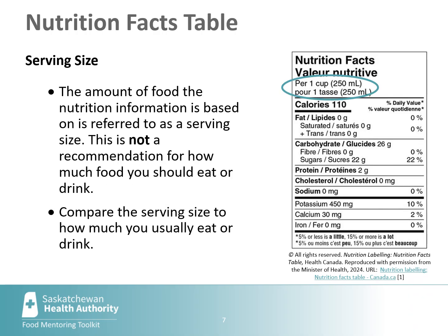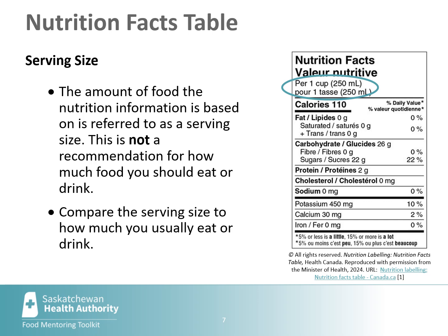Information on the nutrition facts table is based on a specific amount of food, referred to as a serving size. Serving size represents the amount of food usually consumed in one sitting, and it is based on a reference amount. Reference amounts serve as a basis to determine what is considered a single serving of prepackaged foods. This is not a recommendation for how much food you should eat or drink. The serving size makes it easy to compare similar foods and know how much of the nutrients you get from a packaged food.